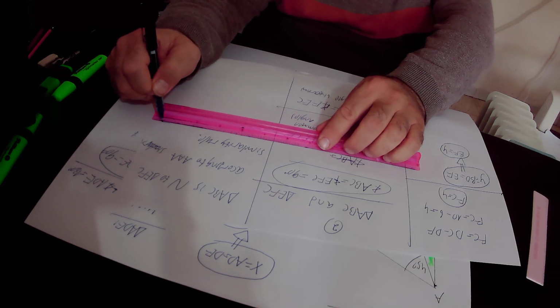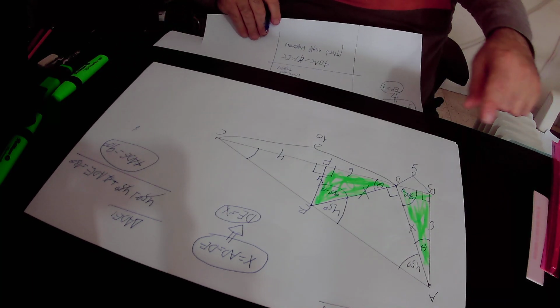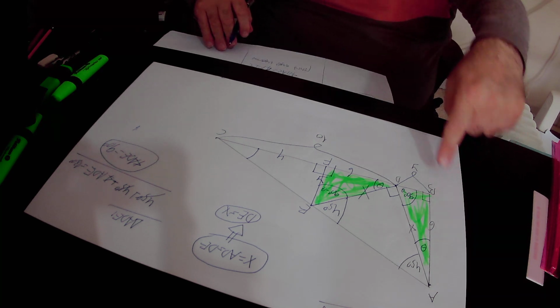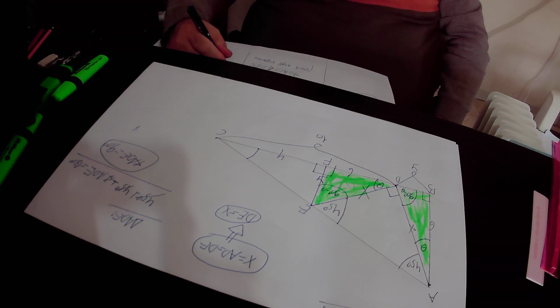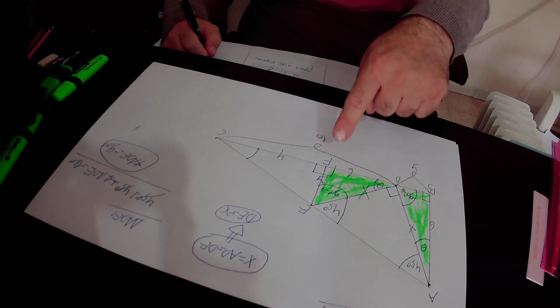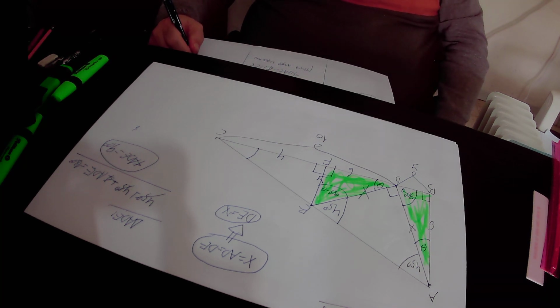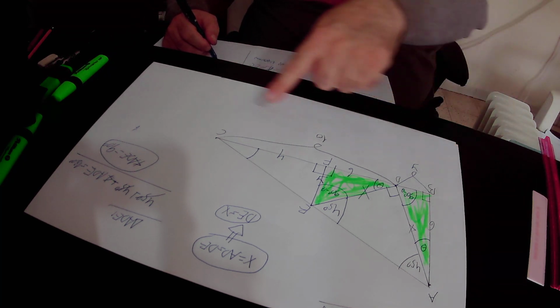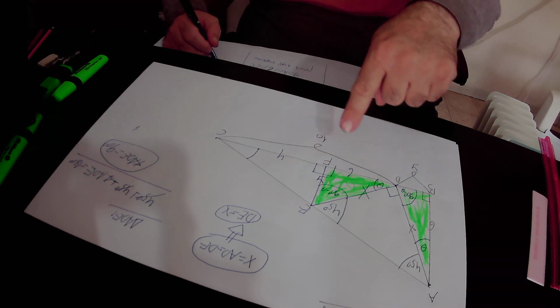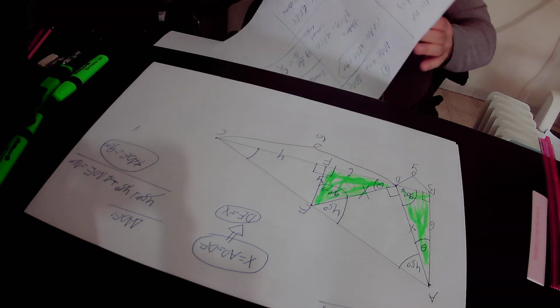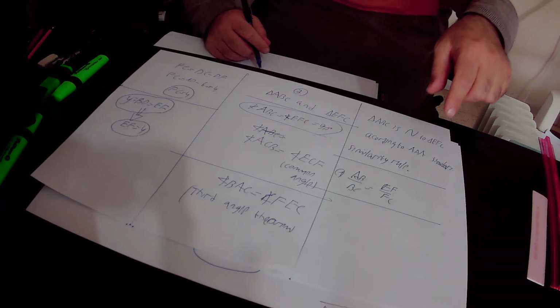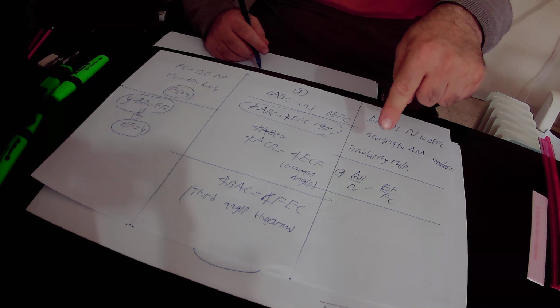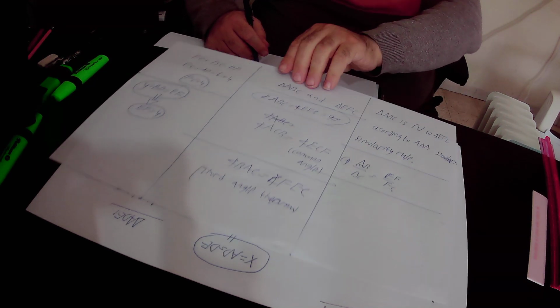Okay, and from the fact that triangle ABC is similar to triangle EFC, we conclude that AB over BC is equal to EF over FC. Again, AB over BC in triangle ABC is equal to EF over FC in triangle EFC. According to equation number 1, because triangle ABC is similar to triangle EFC, we conclude that AB over BC equals EF over FC.